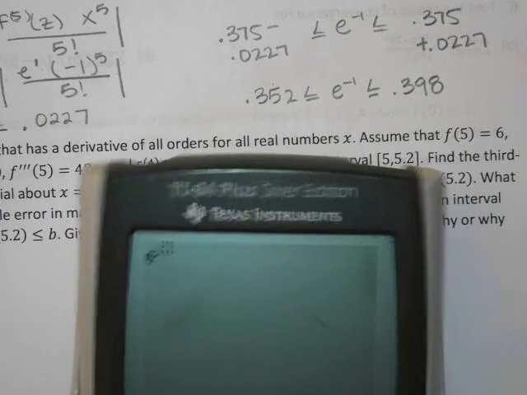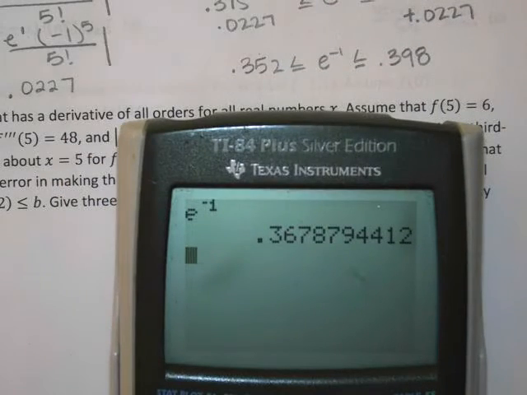And then if we want to check it, we can. So e to the negative 1 is 0.367, so that's right in between there.